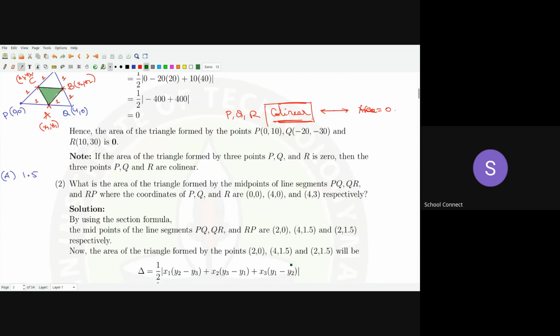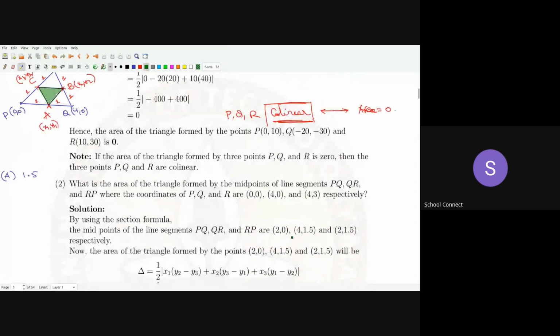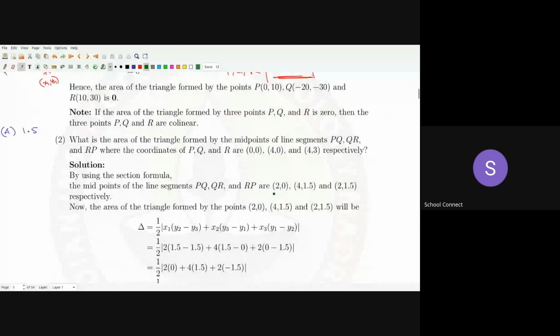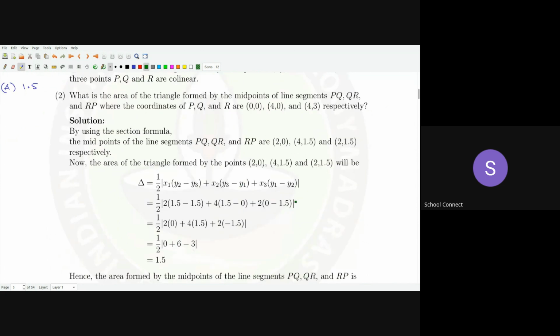Similarly, 4, 1.5 and 2, 1.5 are these points. So we have got the ABC points. Now your x1 will be 2, y1 will be 0, x2 will be 4, y2 will be 1.5, x3 will be 2, y3 will be 1.5. Now use the formula. When you use the formula, simplify, substitute, simplify, we will get 1.5 as the area.